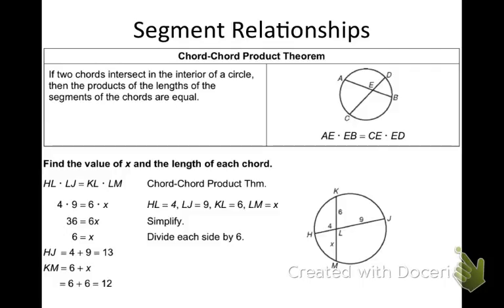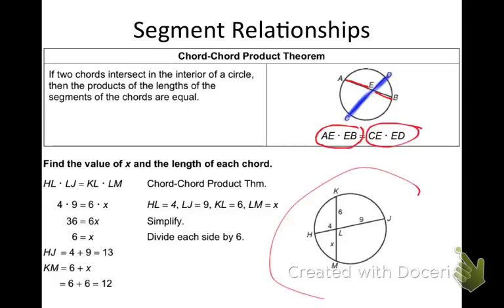So the first segment relationship is what we call the chord-chord product theorem. Chords, we know, extend from the parts of the circle and intersect on the inside there. So if two chords intersect in the interior of a circle, then the products of the lengths of the segments of the chords are equal. So what that means here is this chord cuts up into two parts here. I have a part there and a part there. I have a part here and a part here. So those segments cut up, multiplied, equal each other.